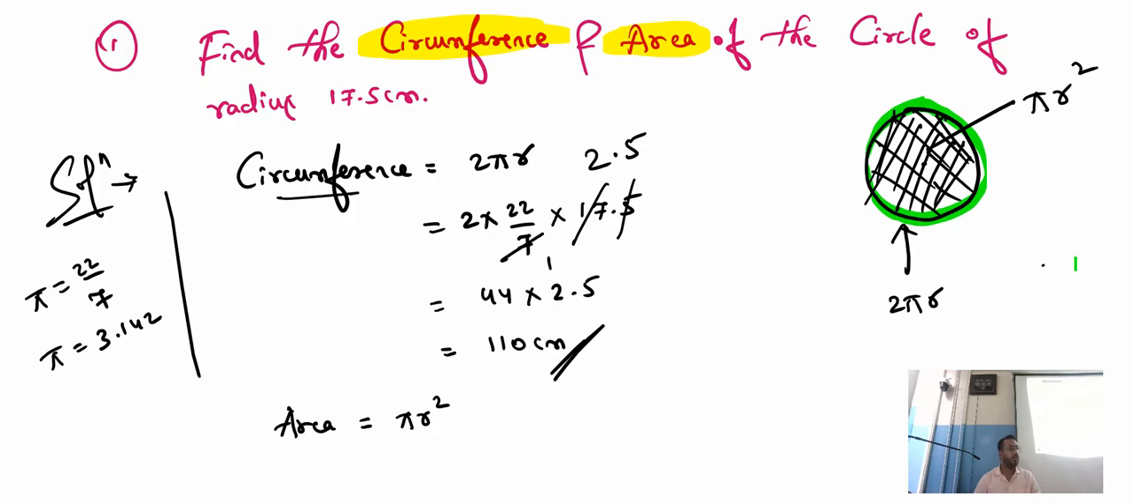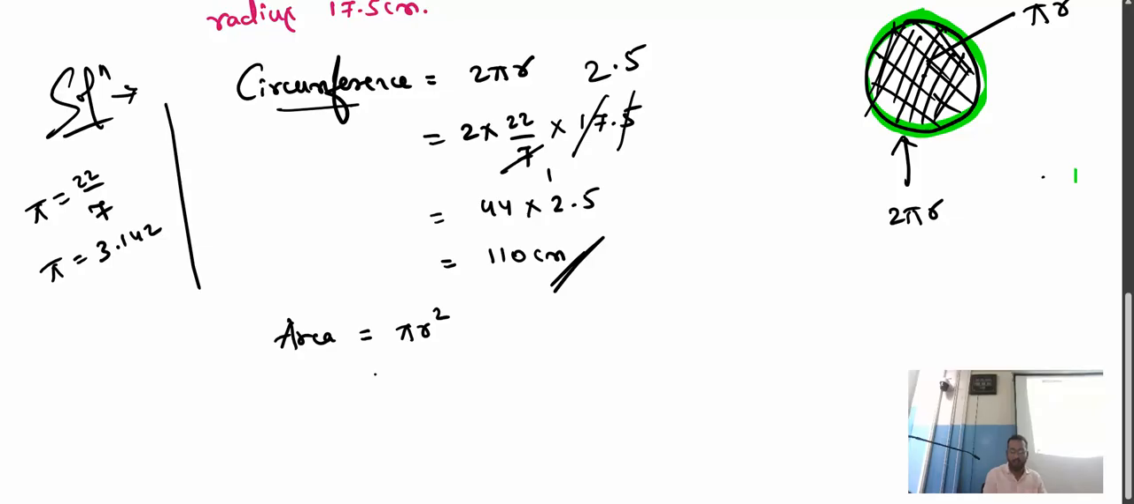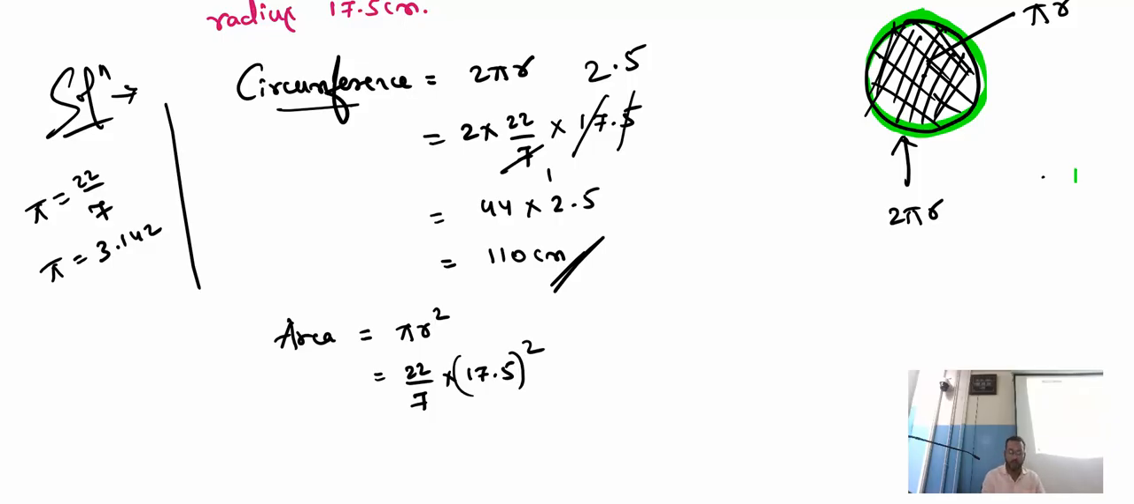We have the formula pi r square. Now, we know that the value of pi is 22 by 7 into radius is 17.5. Children, most of you will write r square as 17.5 whole square. My sincere advice, don't write whole square. Instead, better you write 17.5 two times. Understood? 22 by 7 into 17.5 into 17.5.